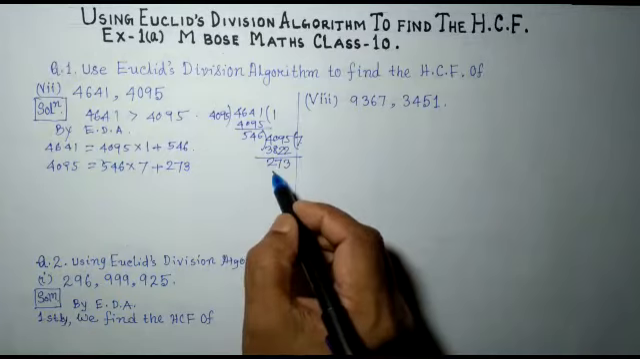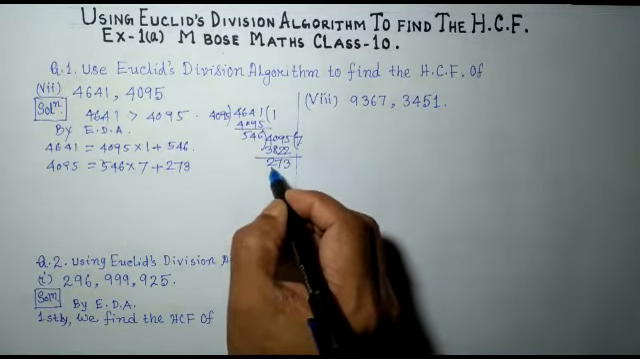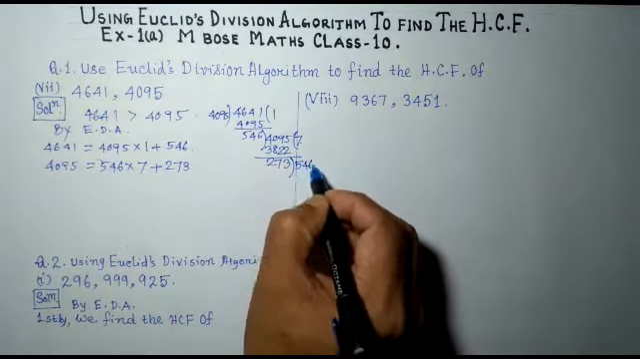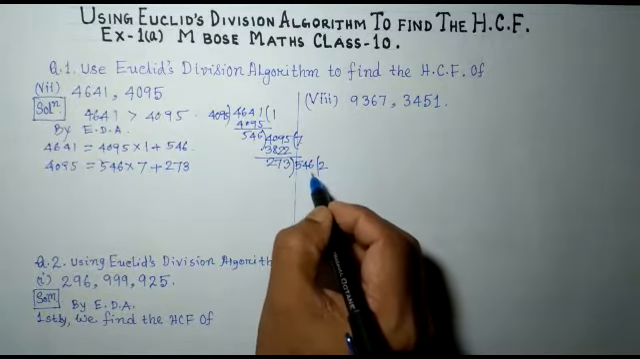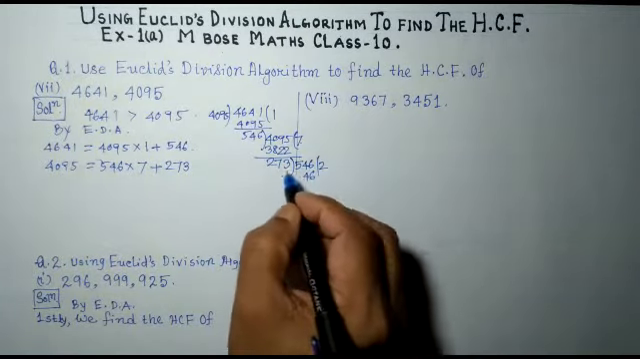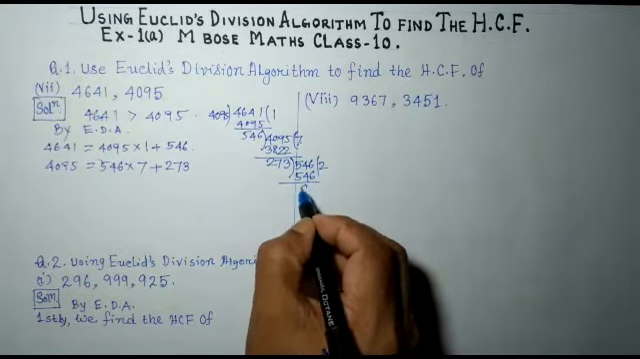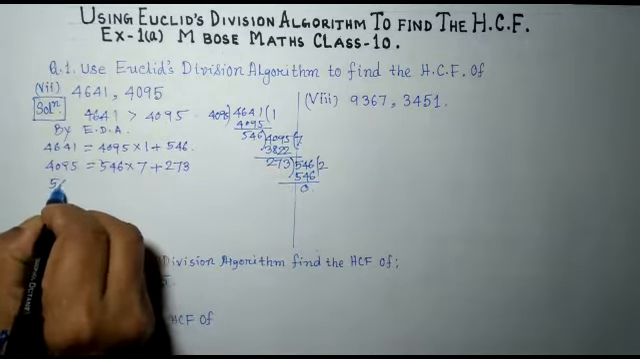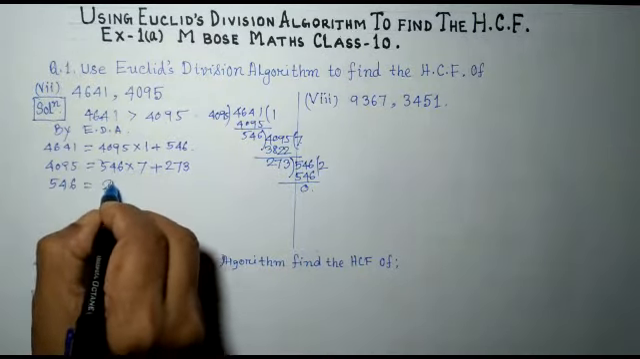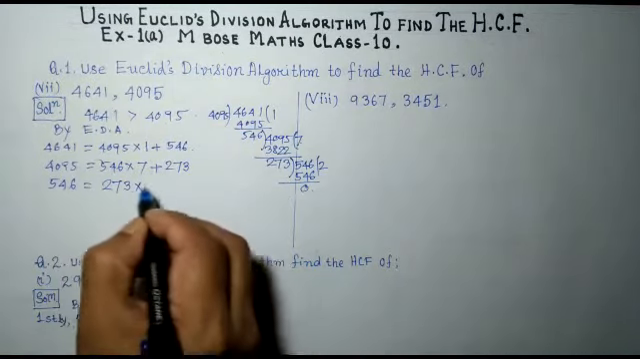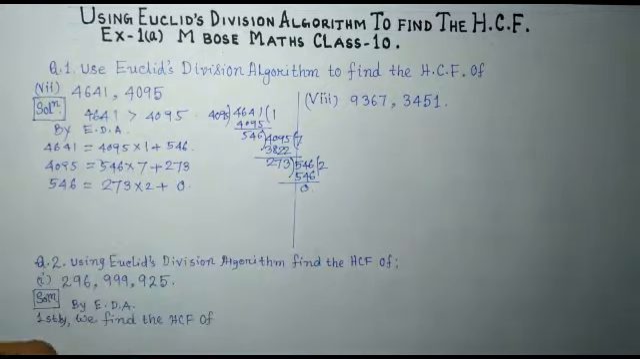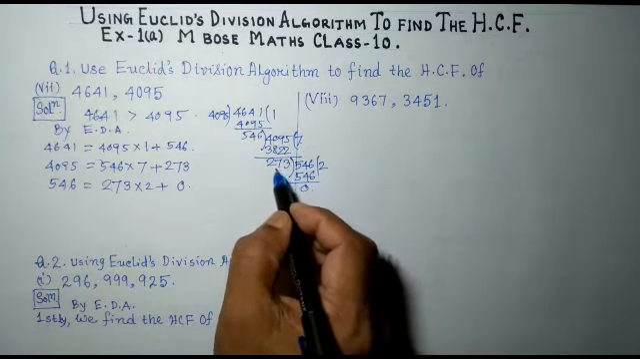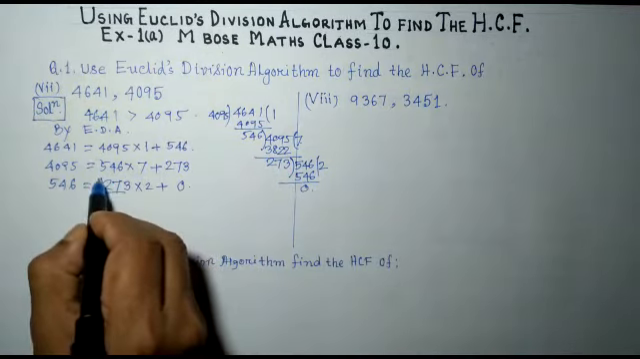Now the remainder is not 0, so the division will continue. By this 273 we will divide 546. So now only 2 times. 2 times 273 is 546. Subtracting, we get 0, and we write for this division: dividend 546 is equal to divisor 273 into quotient 2 plus remainder 0. When the remainder is 0, our previous divisor is the H.C.F. So H.C.F is 273. We can make a box for this.